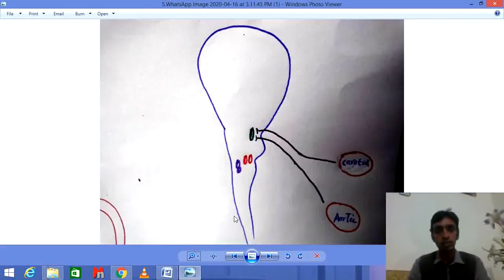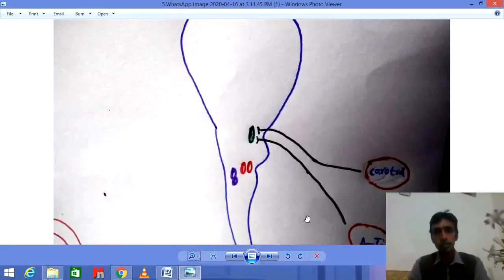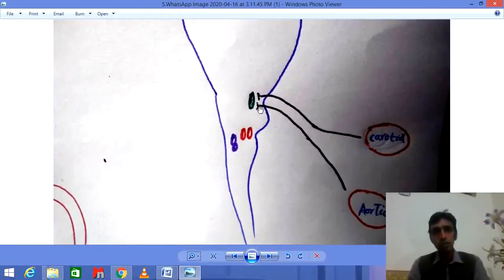Now coming to the next diagram. In this diagram you can see the receptor. This is the nucleus tractus solitarius, which receives the signal from the carotid bodies and aortic bodies, from the carotid sinus and aortic sinus. This is called the tractus solitarius.